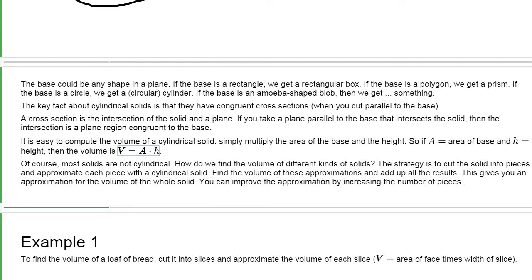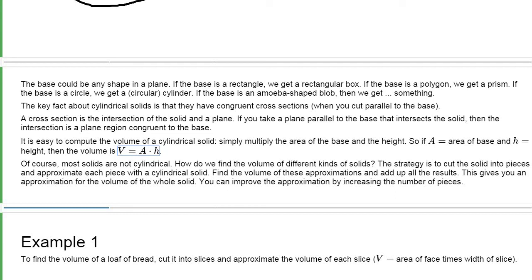So if you have something that's not this simple kind of solid, how do you find the volume of that? The strategy is similar to what we did to find the area under a curve. We cut the solid into a bunch of pieces, and if they're small enough, we'll approximate those small pieces with cylindrical solids. We'll find the volume of each of those approximations and add up all the results to give an approximation for the whole thing. Very similar to what we did with Riemann sums.